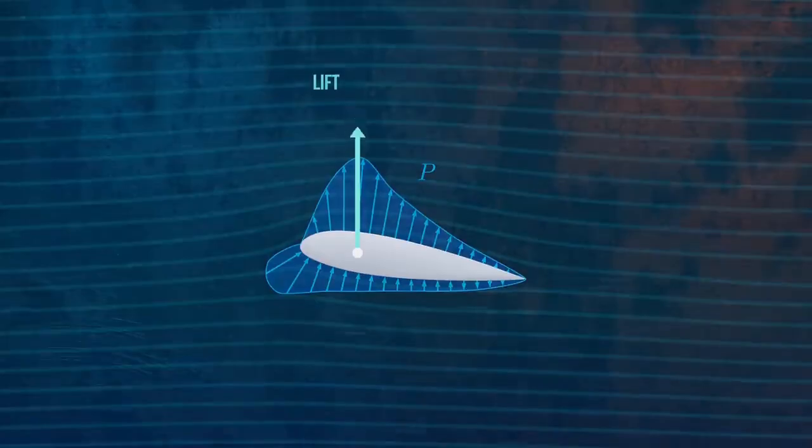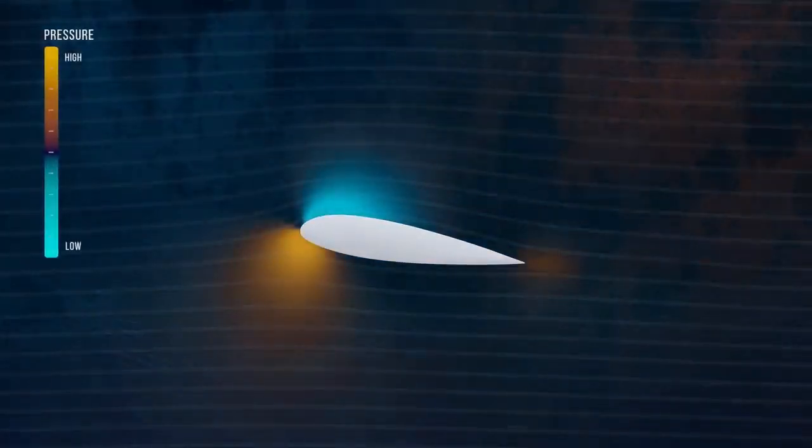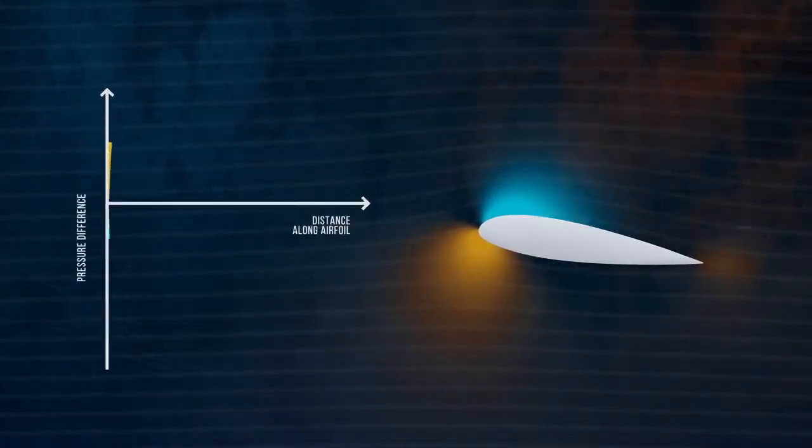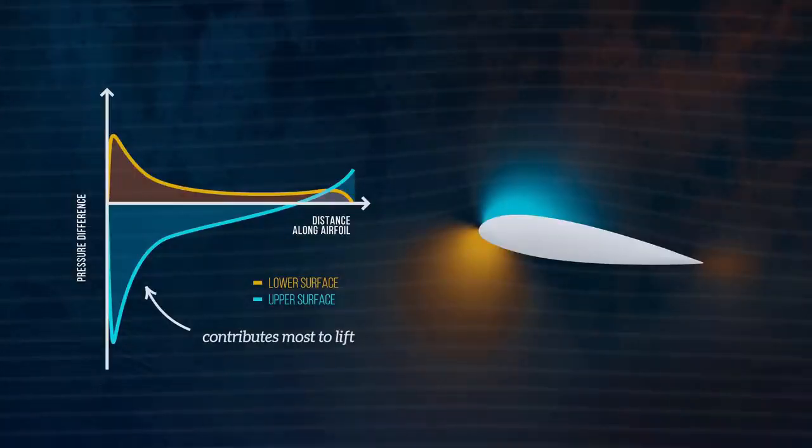A typical pressure distribution looks something like this. The pressure is low above the airfoil and high below it, which creates a net force with a large component in the lift direction. If we plot the pressure profile along the top and bottom surfaces, we can see that the low pressure on the top surface is larger in magnitude than the high pressure on the bottom surface. So the suction pressure on the top surface is what contributes most to the total lift force.